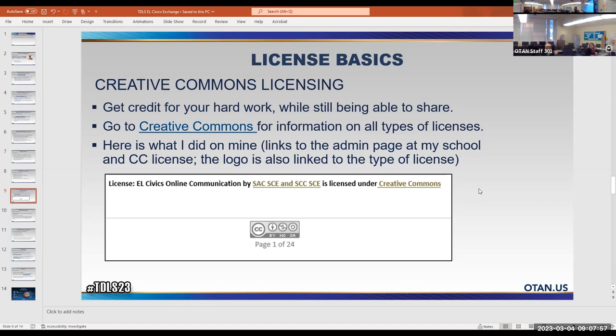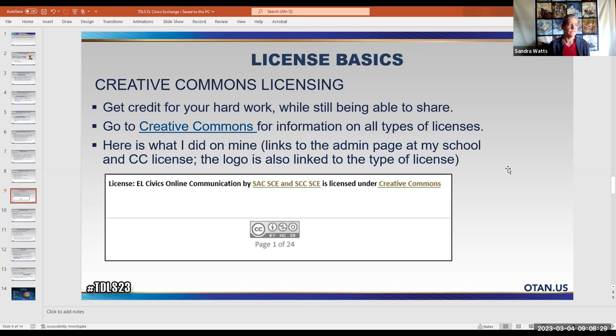One thing that's important about this particular license, because there are many licenses out there, is that we chose this one for a few reasons. One is that according to this license, all of these EL Civics materials can't be used for commercial purposes. So you can't go out on the street and sell your EL Civics materials, or on Teachers Pay Teachers or anything like that. Everything is non-commercial, from agency to agency.